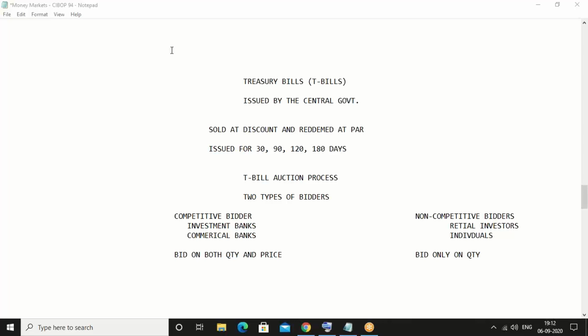It's sold at discount and redeemed at par, so there is no interest component. Now these are issued from 30 days up to 180 days, nothing beyond that. Now the interesting and key thing that you guys need to know about the T-bill auction process, the treasury bills, is how they are auctioned.